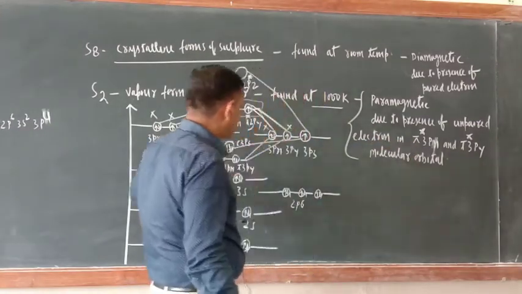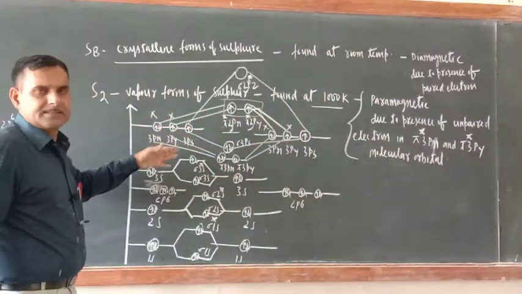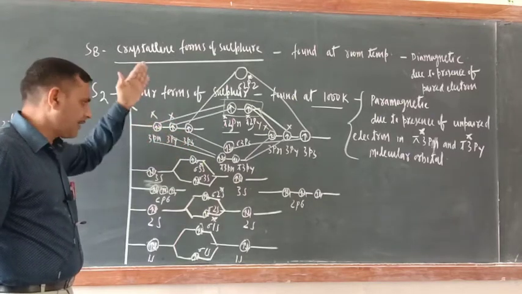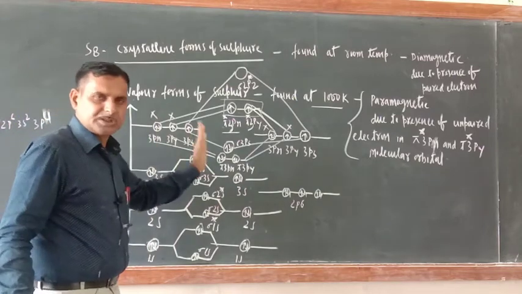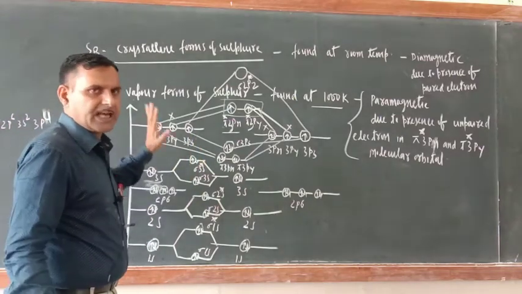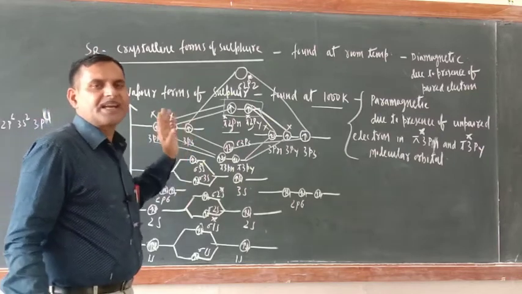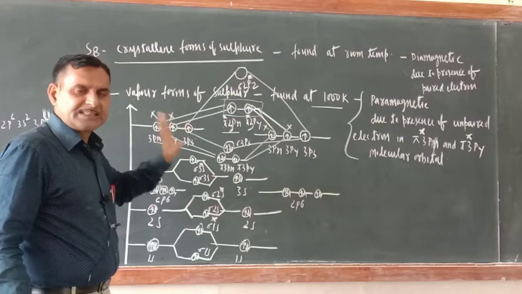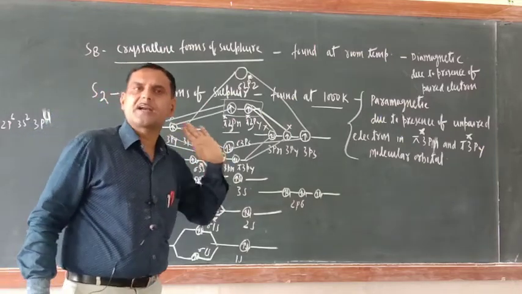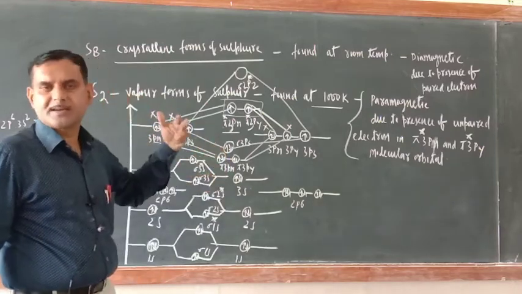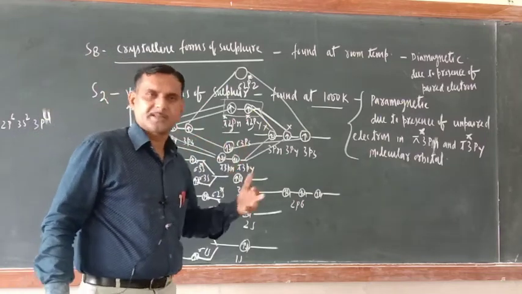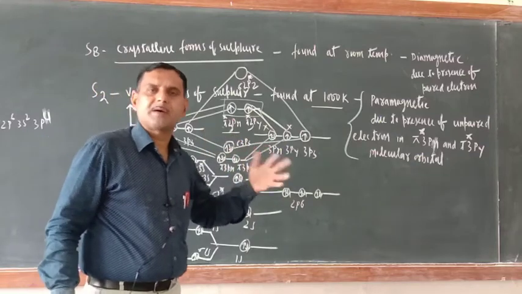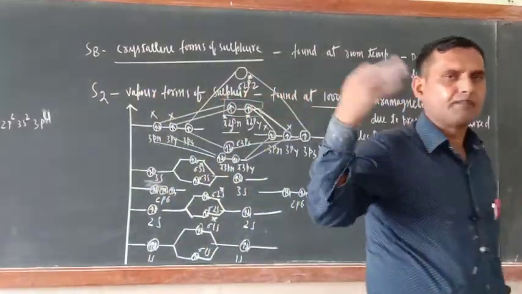If you make it, it will take a lot of time. Since one section of people I have not taught last year, that is why I have made this one. So this is the explanation of the paramagnetic character of the S2 vapor form of sulfur. Once again, S8 is stable at room temperature, the vapor form is stable at 1000 Kelvin temperature. S8 is diamagnetic, S2 is paramagnetic. Finished. Now compounds of sulfur.